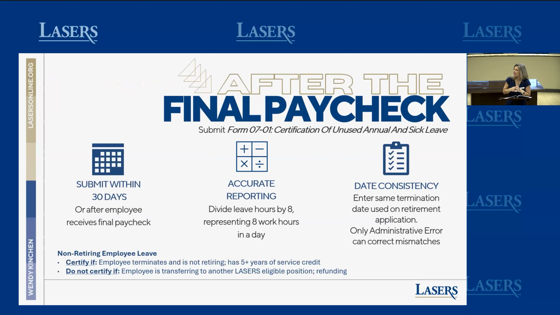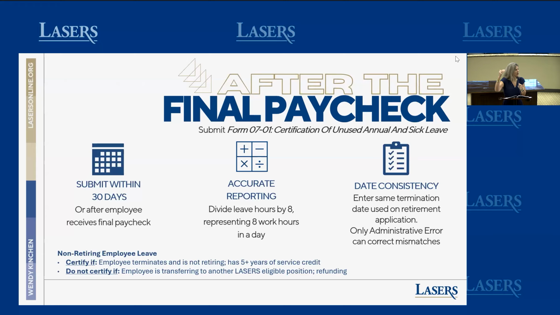And now we're going to talk about that Form 0701, Certification of Unused Sick and Annual Leave. That form is due to Lasers after that employee receives their final paycheck, or within 30 days of the effective date of termination. It is extremely important that Lasers gets that form. We will not process a benefit for that employee without that form. It is important that it is completed accurately.